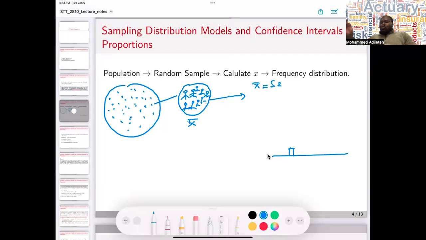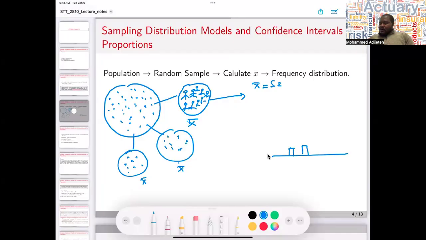We draw again, another set of people, also get X bar, come and plot. We do it again, get another X bar, come and plot. So the sampling distribution means that we are drawing samples from a population, getting whatever we are interested in, if you're interested in their height, but we are going to do that many times.